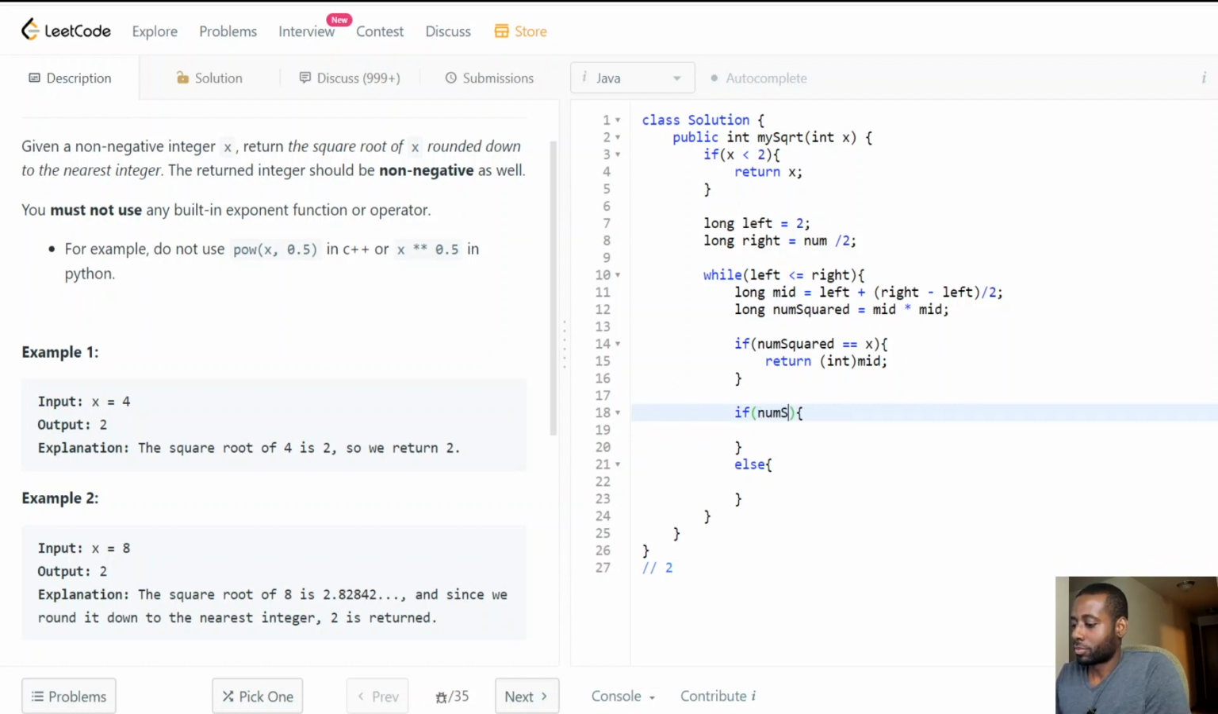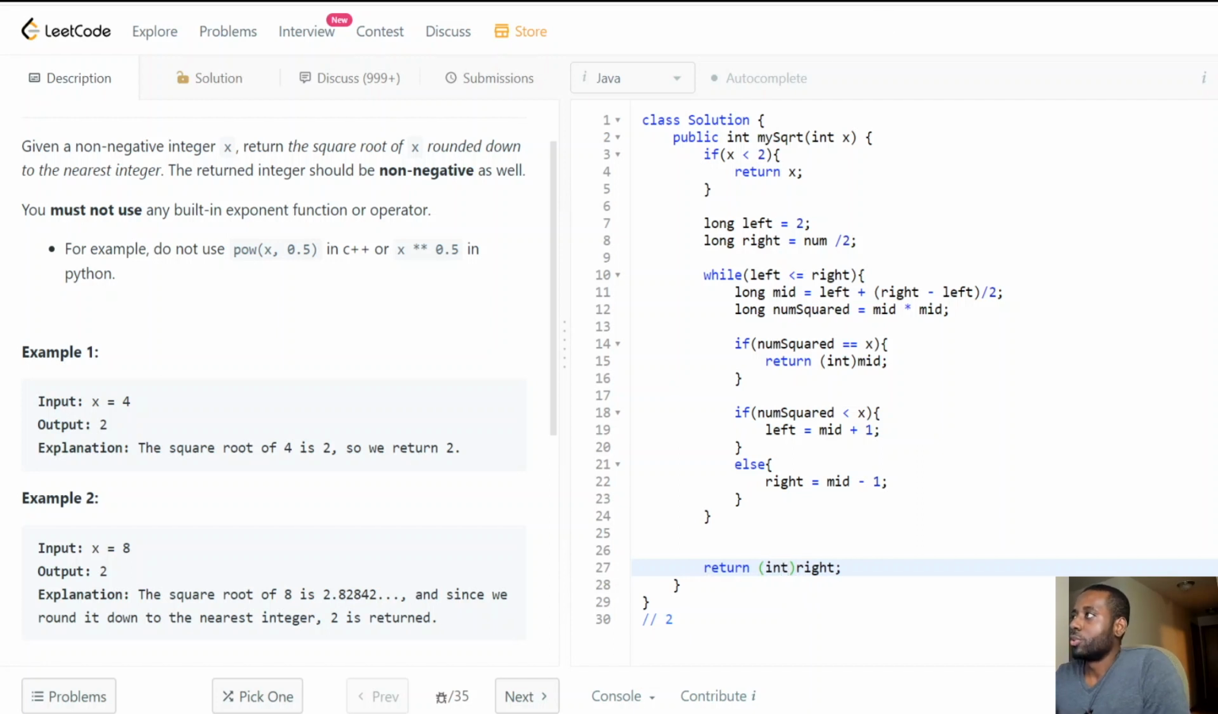So we do num squared. If it's less than x, we know we go to the right. We need a bigger number. If the other way around, we go to the left, right? And when we're done, we make sure that we return the right pointer, right? But before we return the right, make sure we cast it into an integer as well, right?